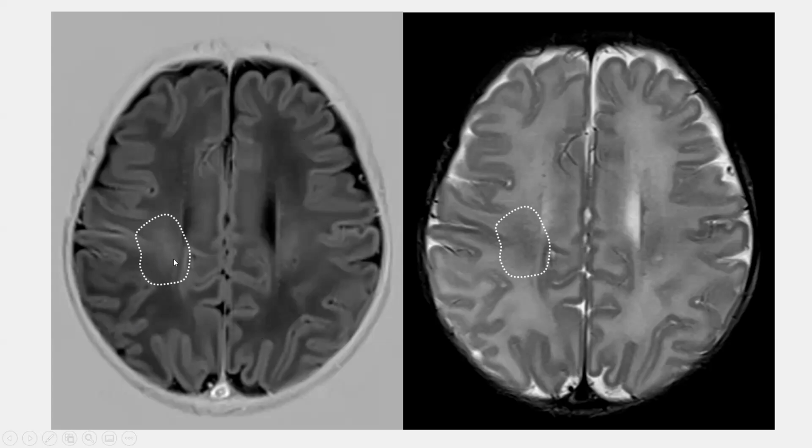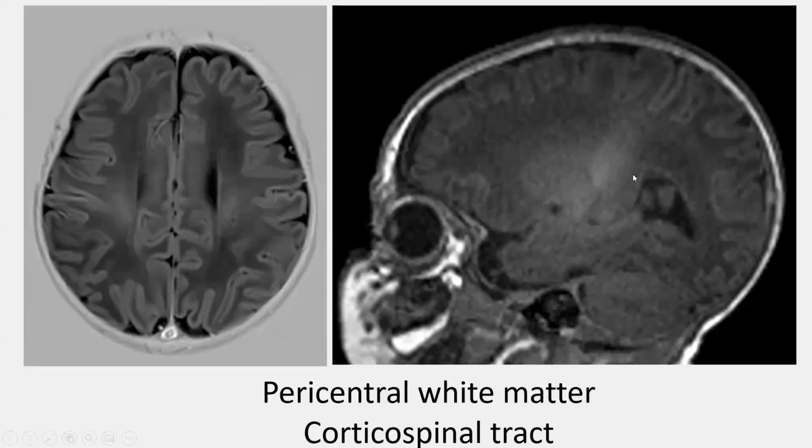This is the corticospinal tract, which runs from the precentral gyrus, which contains the primary motor cortex, to the posterior limb of the internal capsule. And we can also appreciate the myelination of the corticospinal tract on these T1 weighted images, running from the precentral region towards the posterior limb of the internal capsule.